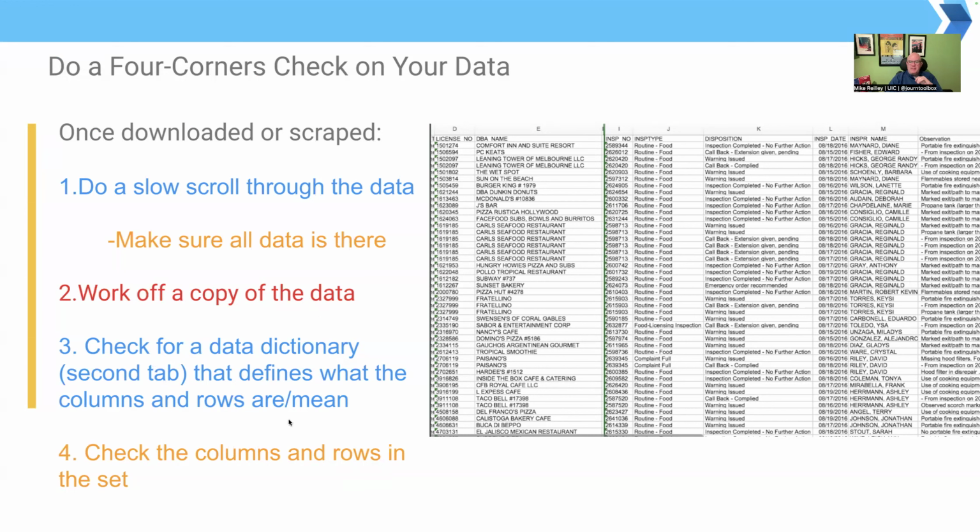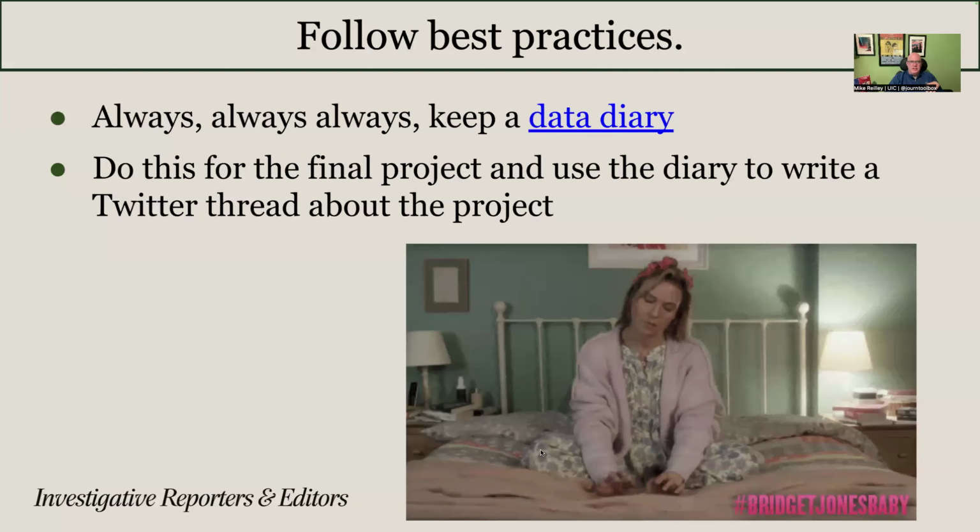And many times, spreadsheets have a second tab at the bottom that's called a data dictionary that defines what all these labels in the top row mean for each column. What is an inspection number? What does inspection date mean? I mean, it kind of makes sense, but typically a data set will have a little second tab that'll explain, a little data dictionary. If it doesn't and you don't understand a column, contact the organization, government agency, or wherever you got that data set from and ask them to explain it to you. It's very important that you understand what all the columns mean. These are just some best practices on your data before you actually do something with it.